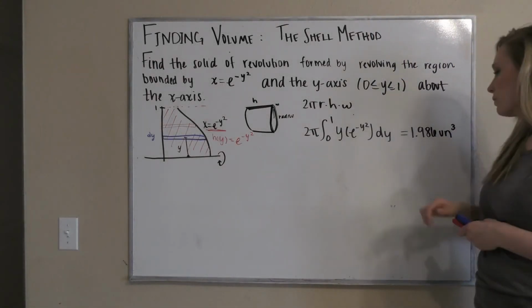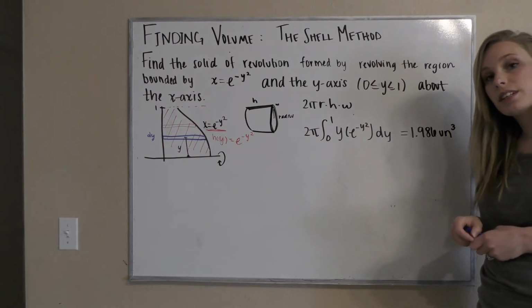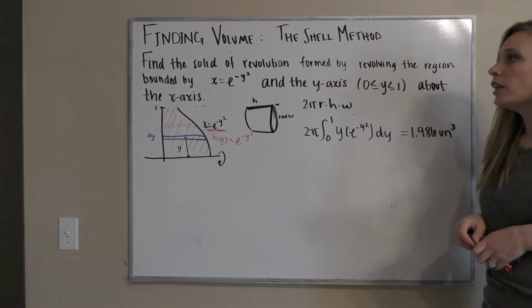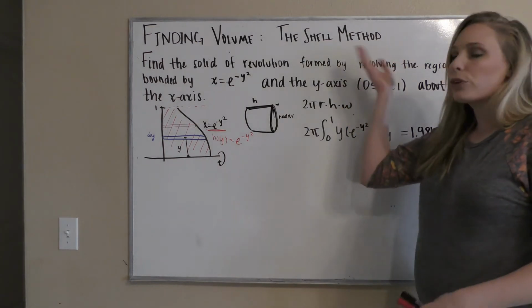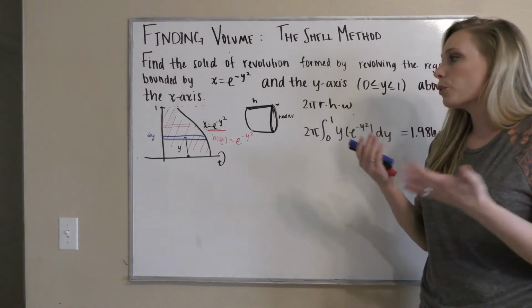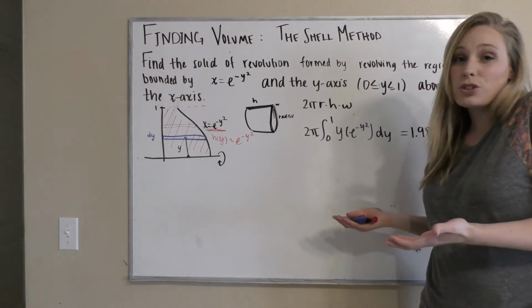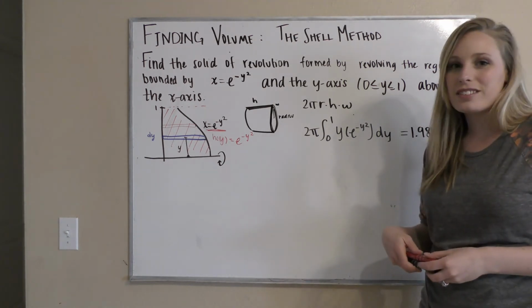Using technology, we figured out that the volume is 1.986 units cubed. Now, again, you might be thinking, why am I learning a new method? I spent so much time on discs and washers. So this one would have been just a really simple disc method. So why the heck am I making these shells?